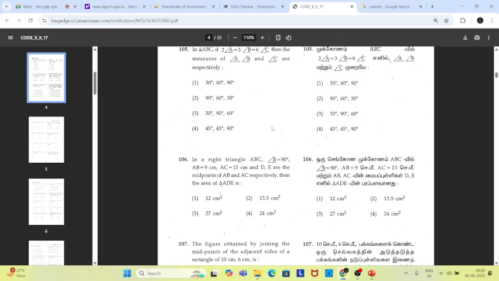Two times angle A equals 3 times angle B equals 6 times angle C. So C will be the lowest, B the next, and A the highest. Which option is giving that? A is highest, next is B, and next is C. Which option is there? Option B, sir. Option B. That's all. Option 2.